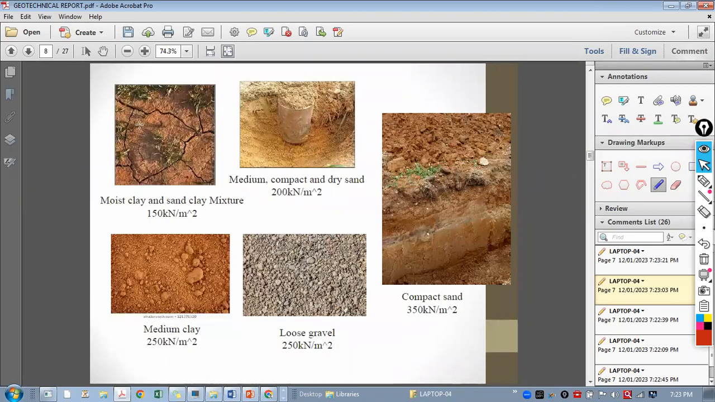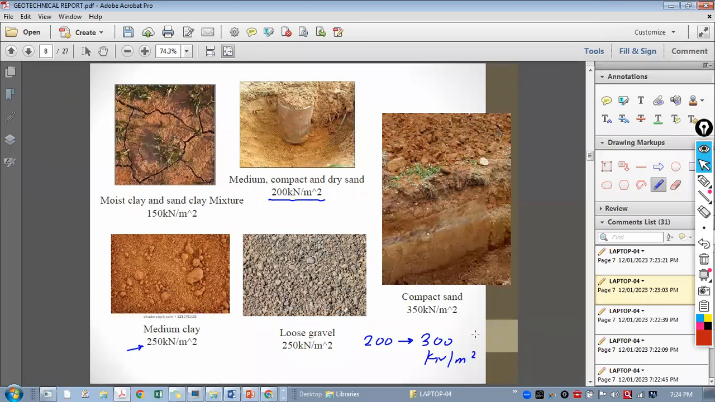Here also, now this is the moist clay or sandy clay, 150 kilonewton per square meter. Medium and compact dry sand: many times we get the compacted strata, you can go 200 kilonewton per square meter in that case. Then medium clay, if it is compacted enough, you can go for 250. So generally, if the data is not available, we assume, but it should be, if it is a compacted strata, let it be sand or clay or murum also, then you can think of 200 to 300 kilonewton per square meter.